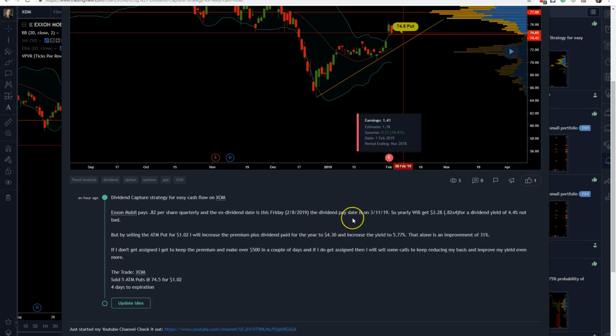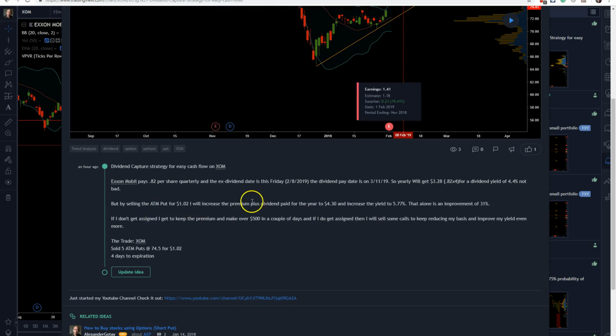But anyway, the dividend is paid next month on the 11th, and the yearly dividend will be $3.28 per share. So that's 82 cents multiplied by 4, and that will give us a yield of 4.4%. But if I sell the ATM put, I sold it for $1.02. I will increase the premium plus the dividend paid for the year to around $4.30, and that will give me a yield of over 5%. So I'm improving the yield I'm getting on that trade.